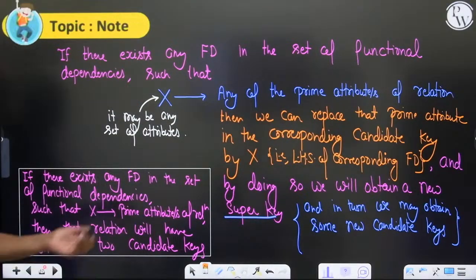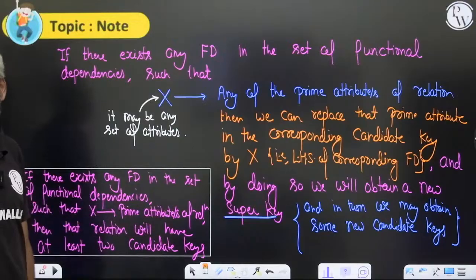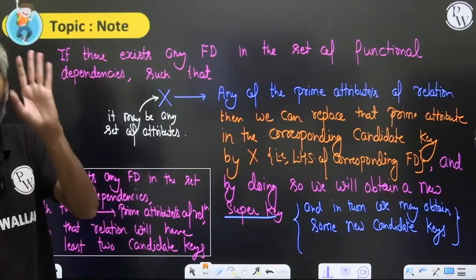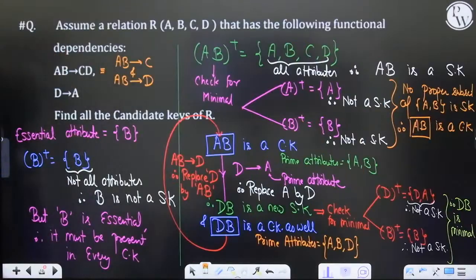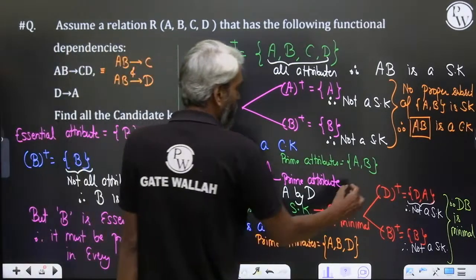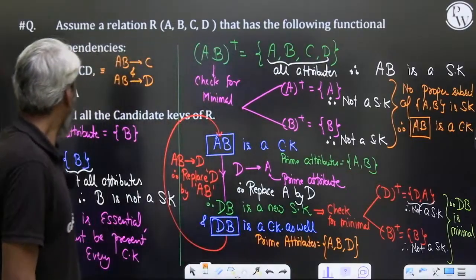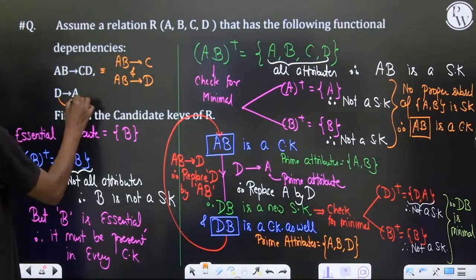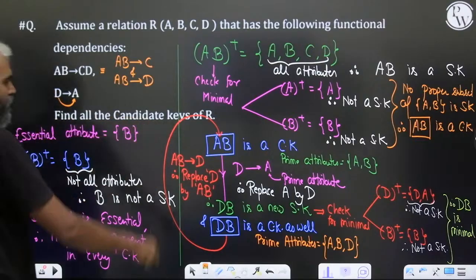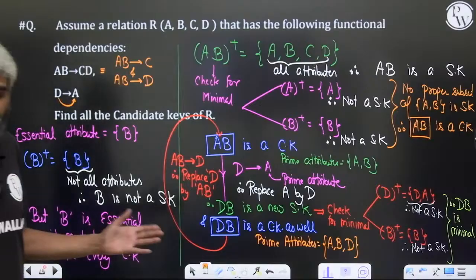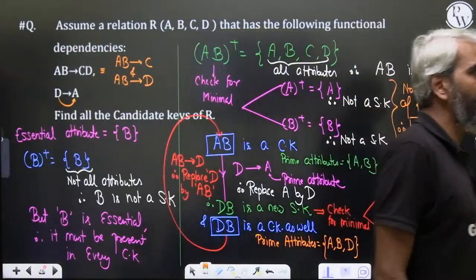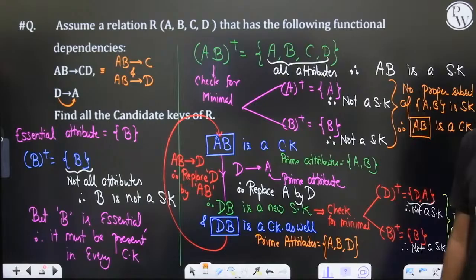So if there exists at least one FD in which the prime attribute appears in the right hand side part, then that relation will have at least two candidate keys. We have seen the example. So this is your relation. Then we come to know that AB is our candidate key. So the very first set of prime attributes will be AB. Now, A appears in the right hand side part of this FD. Therefore, we can replace A by D in the corresponding candidate key AB, and you will get DB as a new super key. When you check whether DB is minimal or not, you will get to know that DB is minimal. Therefore, DB is a candidate key as well.